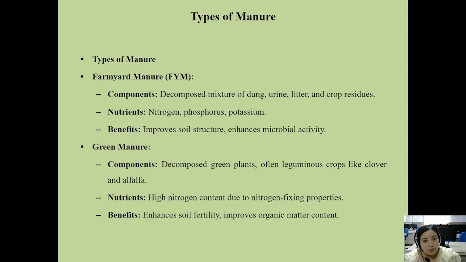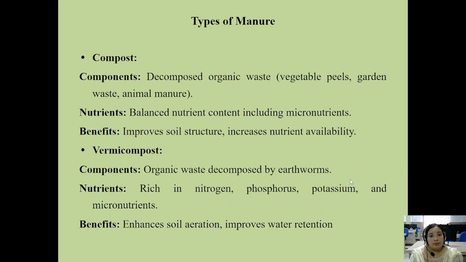Decomposed green plants, often leguminous crops like clover and alfalfa, and nutrients are there. High nitrogen content is here due to nitrogen fixing properties, and it enhances your soil fertility, improves your organic matter content. That is green manure. Then come to compost, which is used as a manure in your farmland, in your agricultural land, to increase the fertility of your soil for the purpose of producing good crop yield.